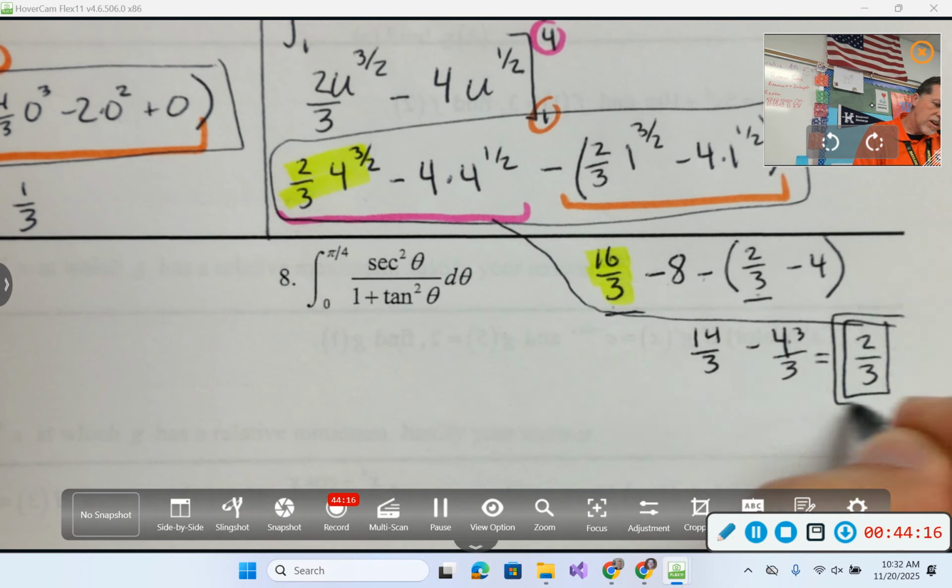The derivative of secant is secant tangent. So it's not secant tangent. You need to think backwards. There's a function whose derivative is secant squared. Somebody help her out. Tangent.